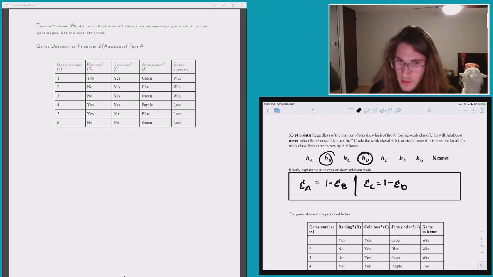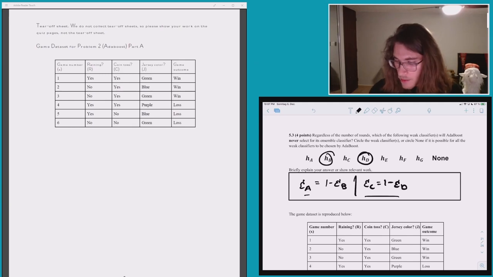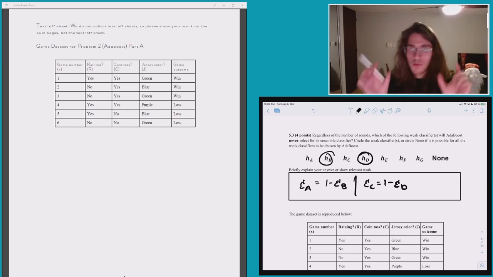And because we were choosing the classifier with an error rate furthest from 1/2, these two pairs, error rate A and B, and error rate C and D, will always be equally distant from 1/2. But because we were breaking ties alphabetically, A was always going to be preferred over B, and H of C is always going to be preferred over D. They're not mirror images, but because it's 1 minus, they're both equally distant, and then A just has the upper hand because it comes first alphabetically. So HA and HC were always going to be picked over B and D.